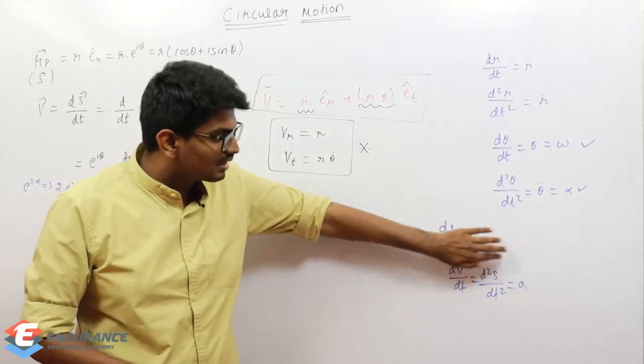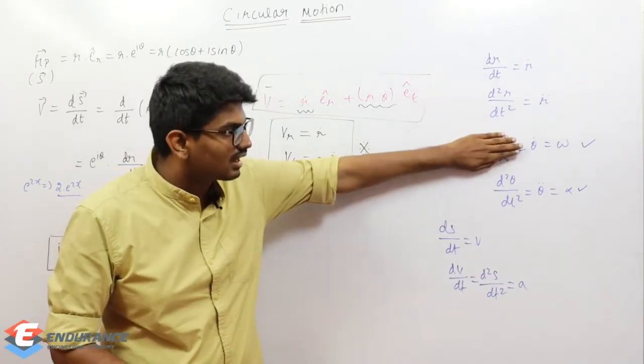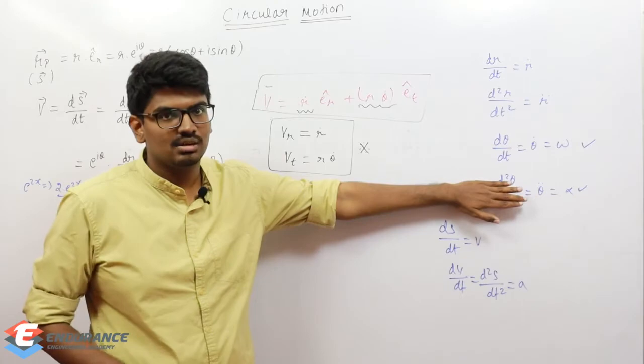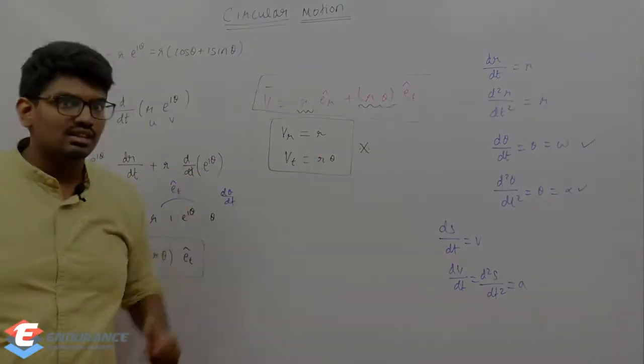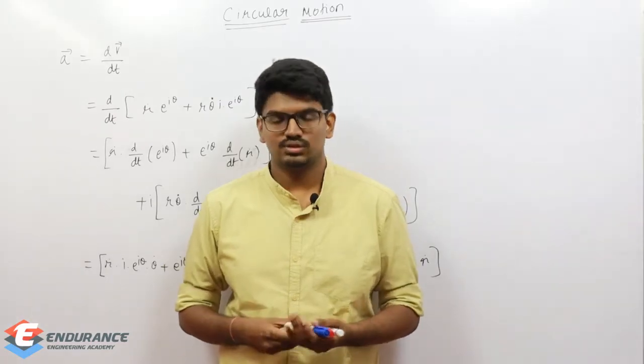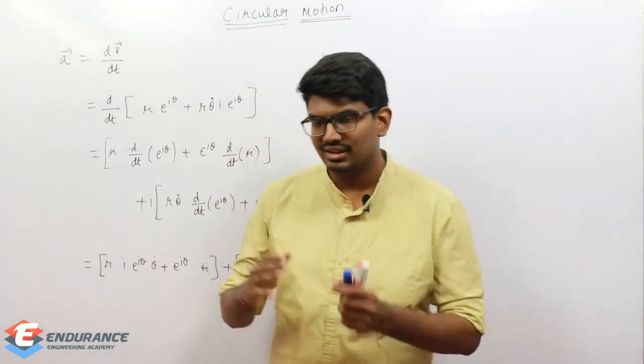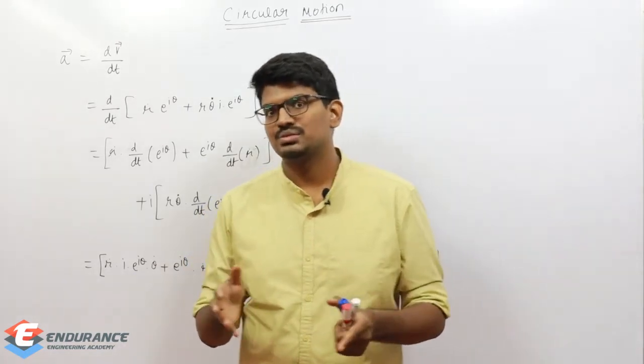This is linear velocity, linear acceleration. This is angular velocity, angular acceleration. Keep that in mind. So now we'll proceed to acceleration. So next is acceleration. What we need to do in case of acceleration? Differentiate velocity again with respect to time.